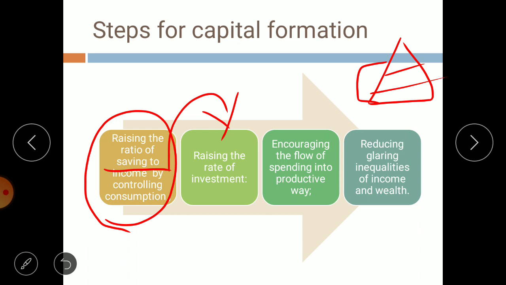What happens in an economy? Suppose 1 trillionaire is there, not a billionaire, I am using the word trillionaire. 1 trillionaire is there in an economy, and as a second option we are having 1 lakh millionaires in an economy. What I am saying is, there are two options. In the first option we are having only 1 trillionaire in the economy, and in the second option we are having 1 lakh millionaires in the economy.